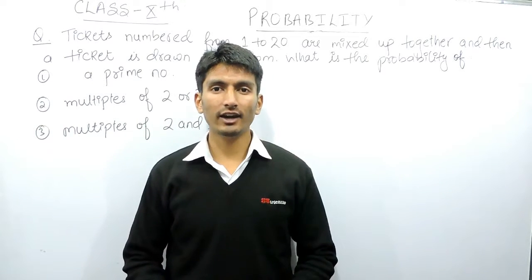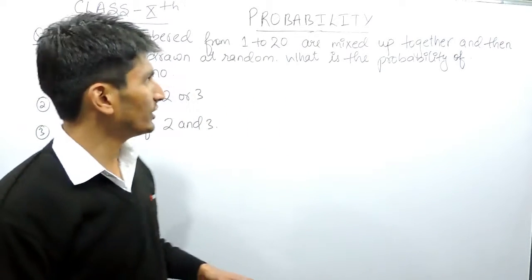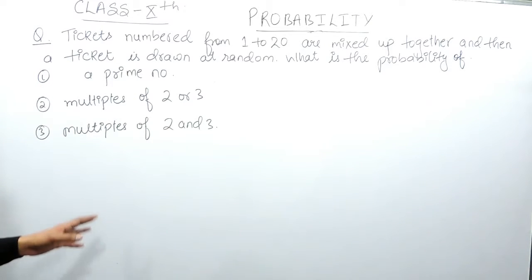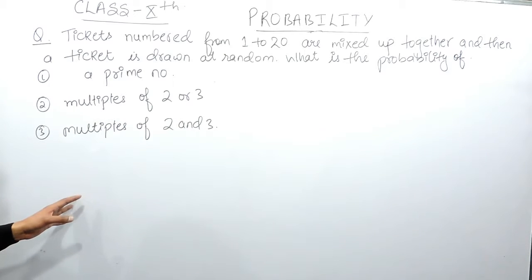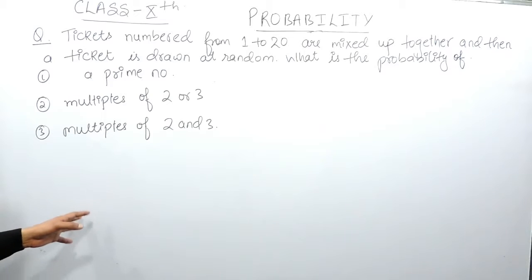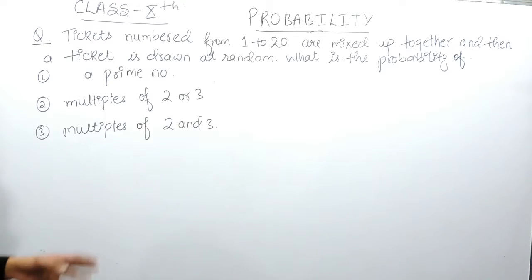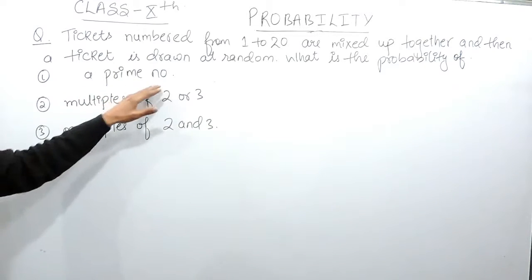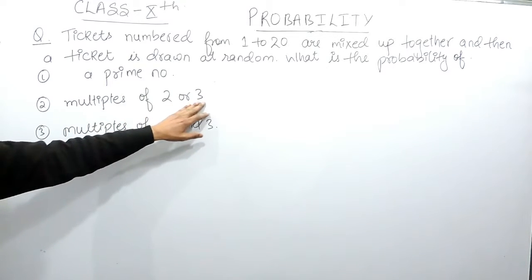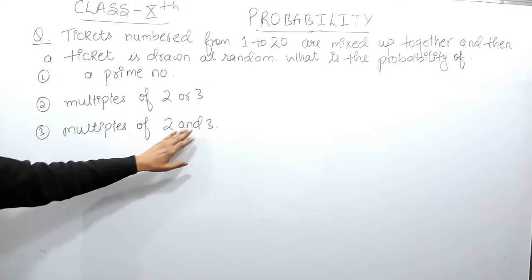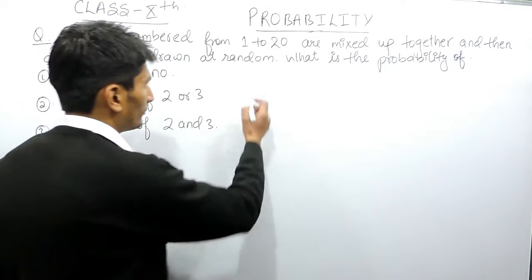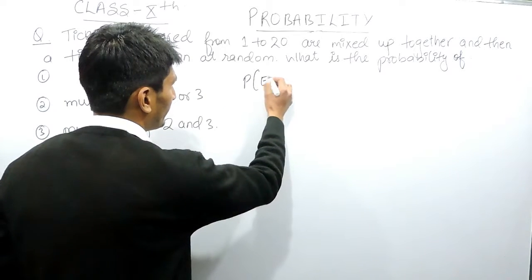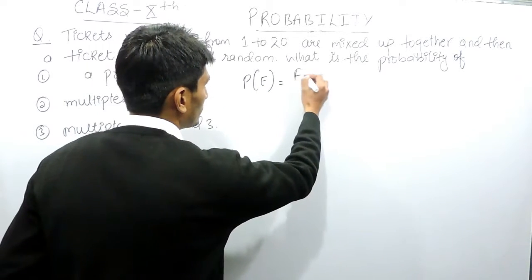Hello everyone, we are from True Maths, and in this video we are going to solve the question based on numbers. Here the question says tickets numbered from 1 to 20 are mixed up together and then a ticket is drawn at random. What is the probability of a prime number, multiples of 2 or 3, and the multiples of 2 and 3?